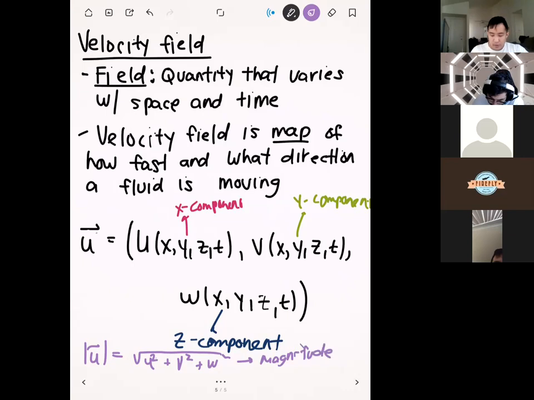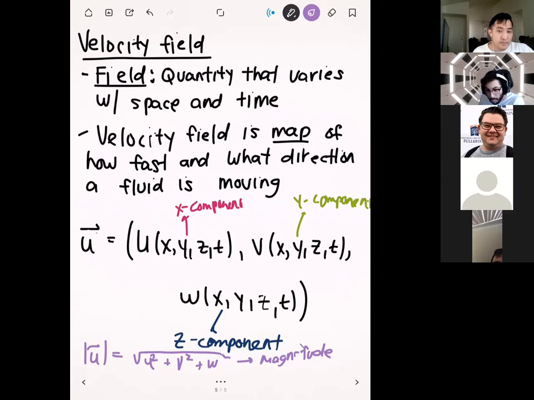And so if you want to ask, what's the raw speed of the velocity? Speed is a scalar quantity that you get from just taking the magnitude of the velocity field. All right. Any questions? Oh, go ahead. Is w not squared in that magnitude? Yes, w is squared. I just drew it weirdly because it's at the bottom. There you go.